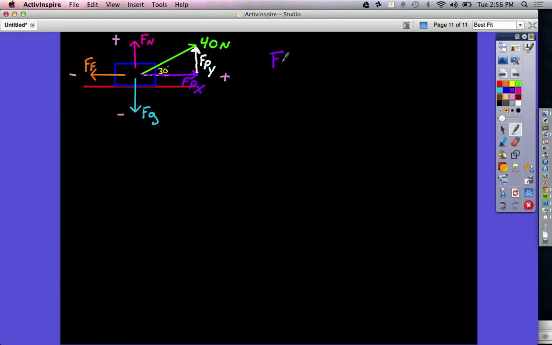Force of pull in the X, that's the adjacent side of this triangle. So that's going to be cosine of 30 degrees multiplied by the force of pull itself, which we know is 40 newtons. And when I plug that into my calculator, what I will get is that the force of pull in the X is equal to 34.64 newtons.